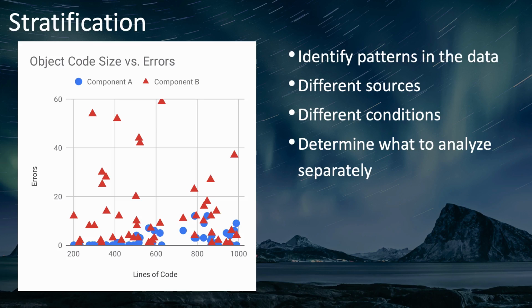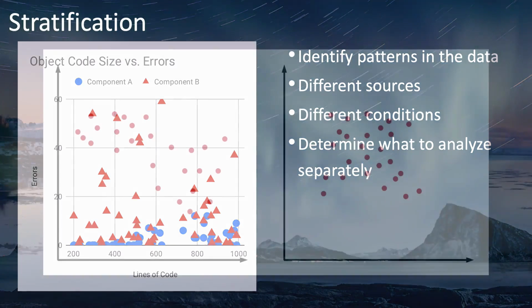You can identify such patterns in the data by considering the different sources of the data and the different conditions under which the data is gathered. Whenever you see any interesting divisions like this, you can stratify the data to analyze the differences.